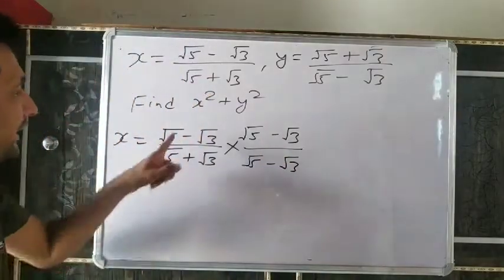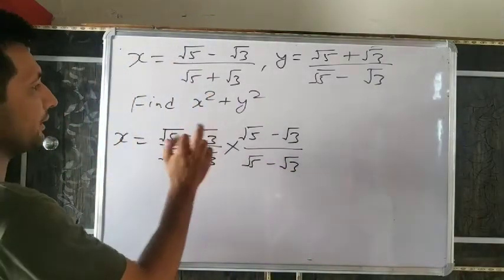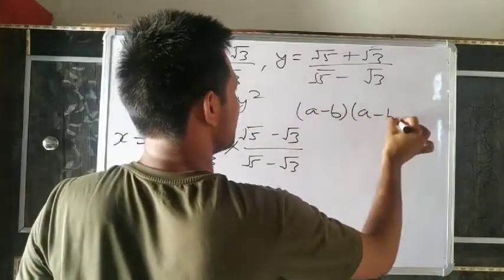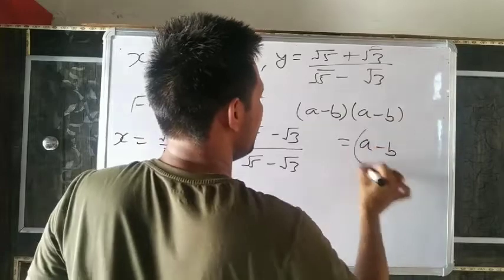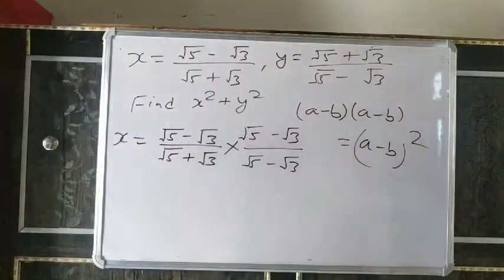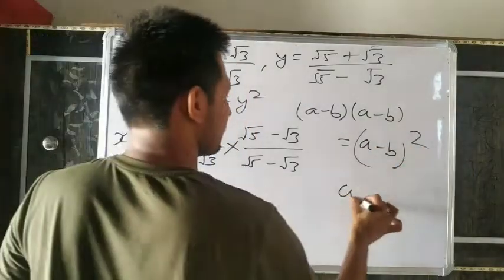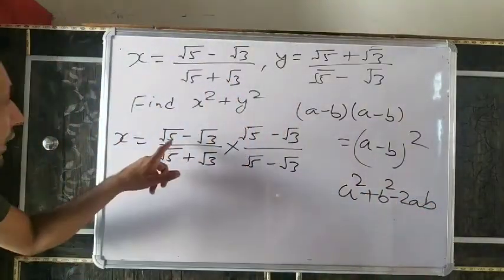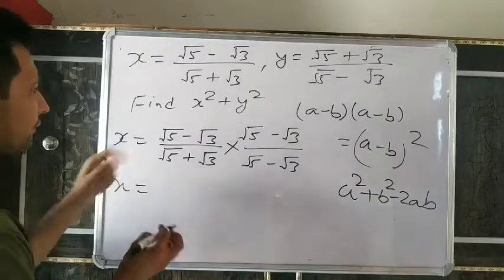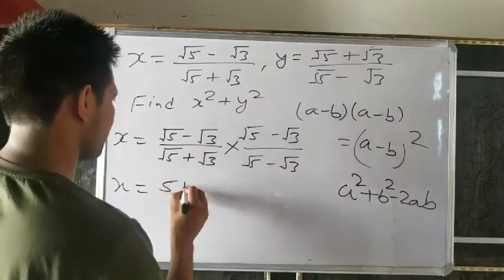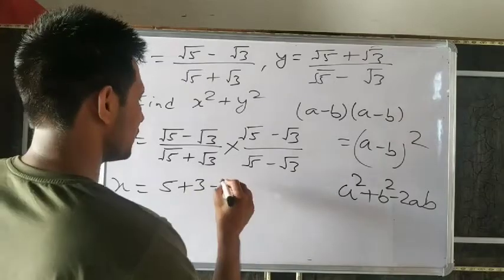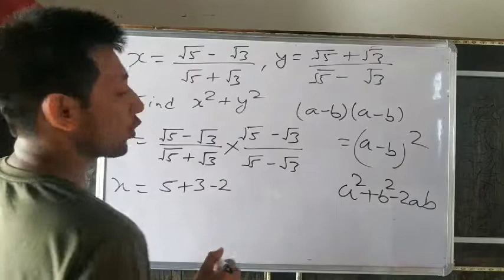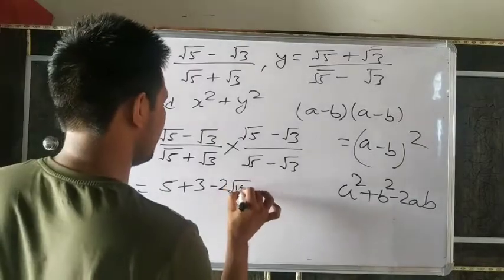Same number. Now the formula: in the numerator, a minus b. What does it become? a minus b whole square. And a minus b whole square, everyone knows the formula: a square plus b square minus 2ab. A square, what is a square? 5, plus b square, 3, minus 2ab. 2 into root 5 into root 3, root 5 into root 3 is root 15.